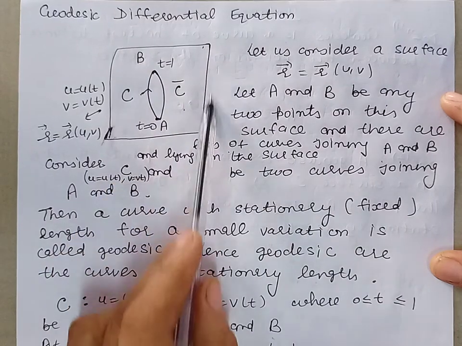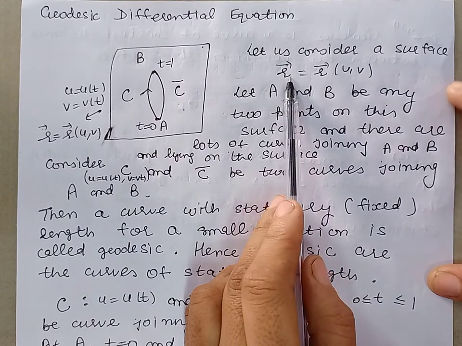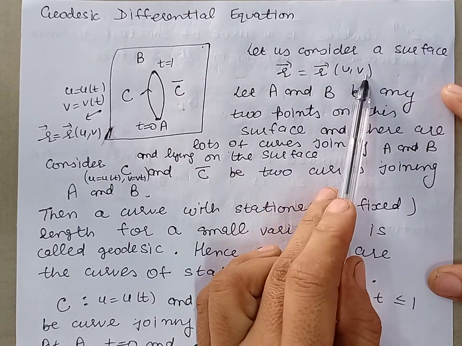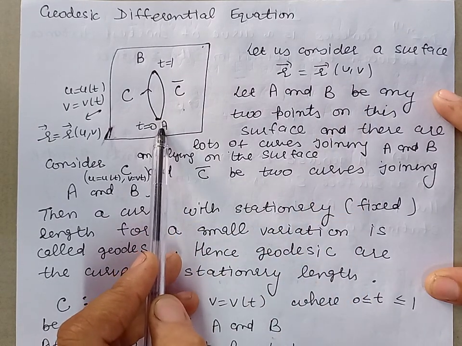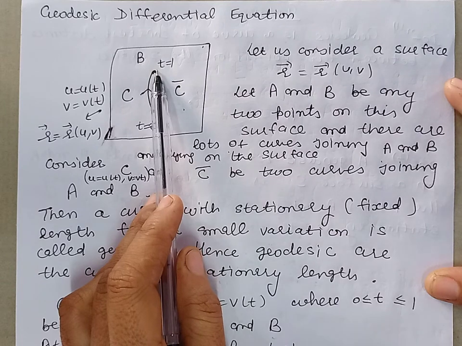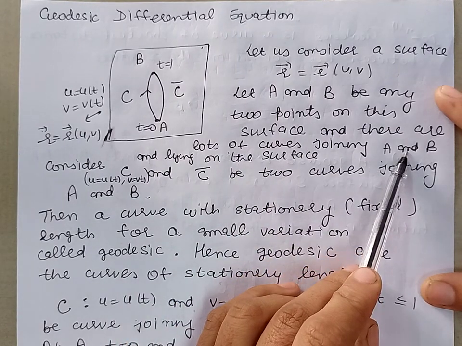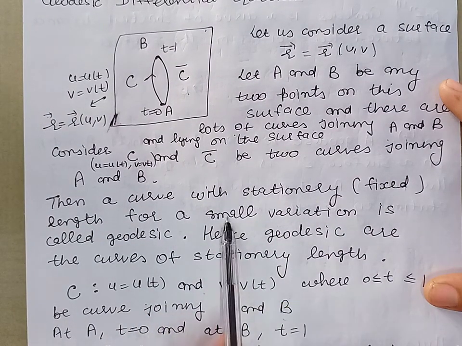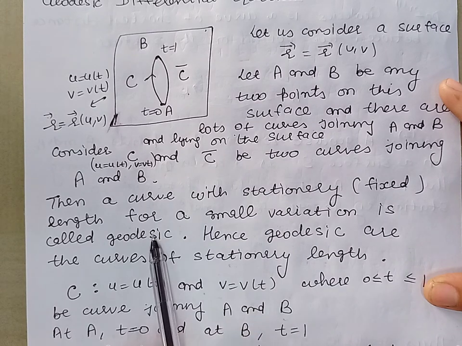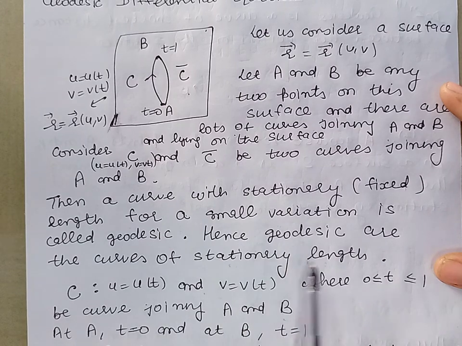Let us consider a surface having the equation given by R equal to R(u, v). Here u and v are parameters. Let us take 2 points A and B on this surface, and there are lots of curves joining the points A and B. Then what is a geodesic? A curve with fixed length for small variation will be called a geodesic. Thus we can say that geodesics are the curves of stationary length.